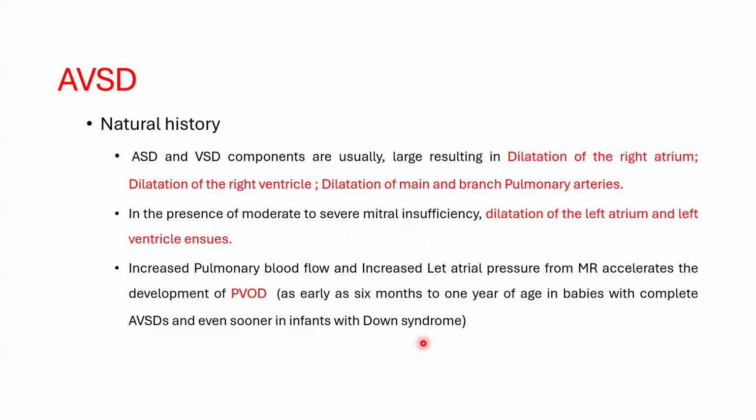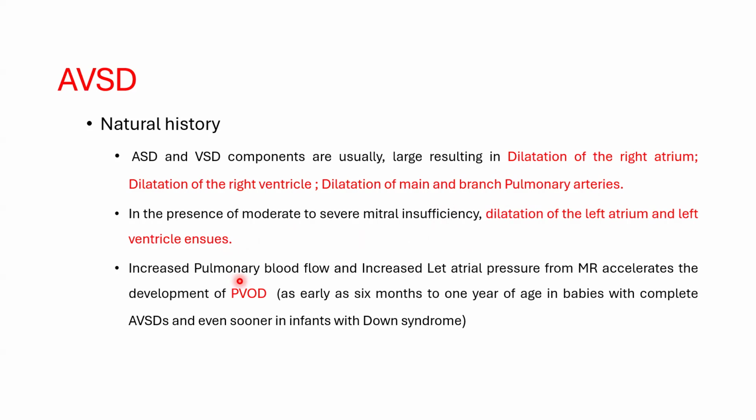So typically with the ASD components, you have dilatation of the right atrium, right ventricle, and the pulmonary artery. And then with the mitral valve insufficiency, you have dilatation of the left atrium and the left ventricle as well. So all the chambers are dilated. The shunts cause the right side to be dilated, and the AV valve, especially the left AV valve, causes the left side to be dilated.